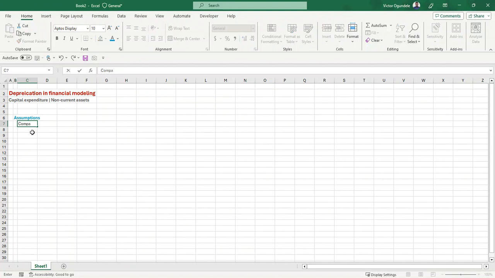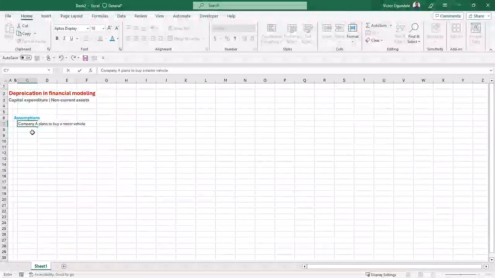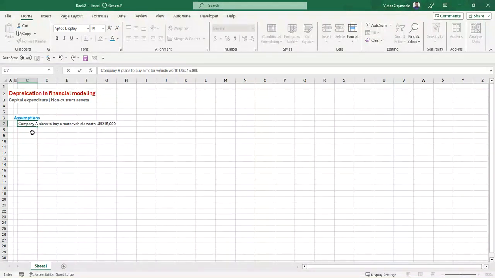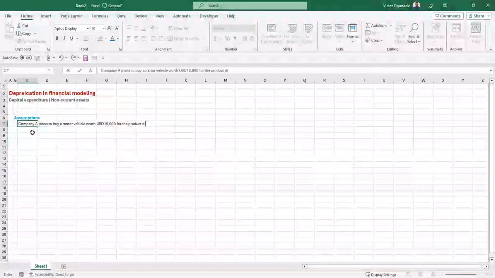So let's assume company A plans to purchase, or is it purchase? Okay, the plan to buy a motor vehicle. So the plan to get a motor vehicle, right? In USD. So let's assume it could be multiple vehicles, all right? Because they definitely need it for their business distribution, or for their product distribution.